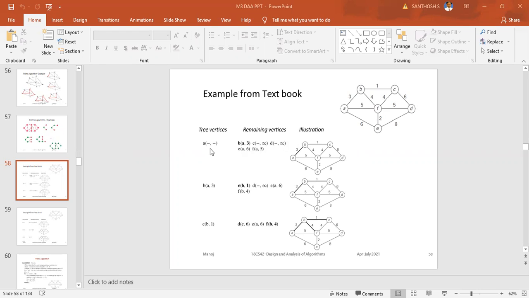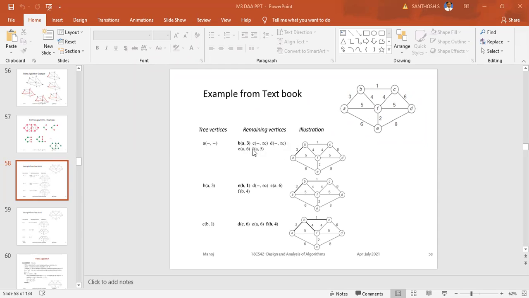Okay, good. So in the remaining vertices, you write B, C, D, E, F. Which are reachable from A? B is reachable from A with a value 3. Is C reachable directly from A? No. So that's why you write hyphen comma infinity. D not reachable, hyphen comma infinity. E is reachable from A directly through 6, so E, A comma 6. Next F. F is reachable from A with path 5.